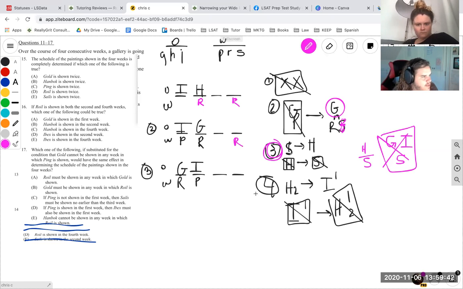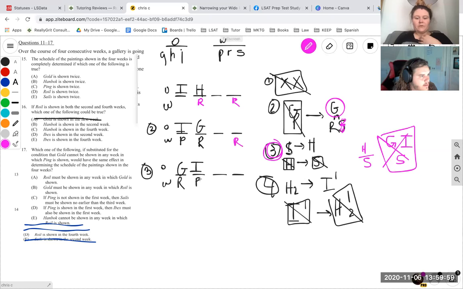Okay, if R is shown in the second and fourth weeks, which of the following could be true? G could be shown in the first week. We can eliminate that. H is shown in the second week. I think that's the answer, right? No, I don't know, because we haven't figured out if the rest of this works.